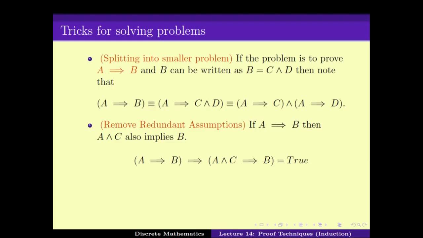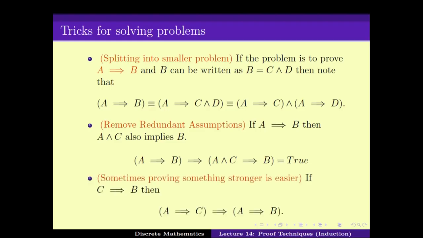The third interesting trick is that sometimes proving something stronger can actually be easier. Namely, if you have to prove A implies B, but we know that C implies B, and it might be the case that A implies C is easier to prove than A implies B. And in that case, one would like to solve A implies C instead of A implies B, although A implies C is a stronger statement than A implies B.